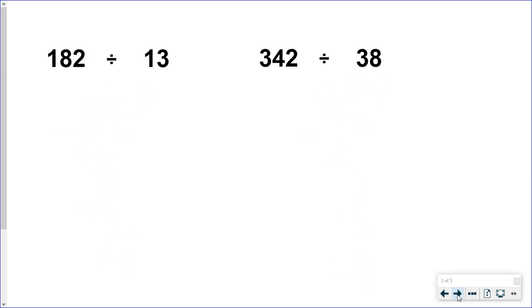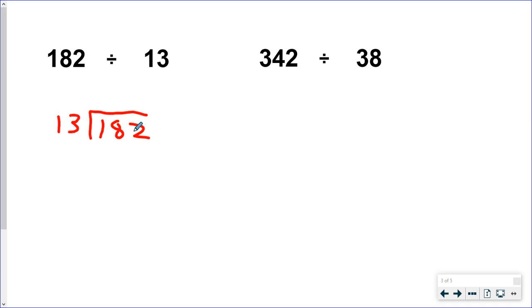Okay. Let's do some more examples here. Let's say I have 182. I want to divide that by 13. So again, I want to draw my division box. Okay. Which number goes inside the box? Now that first number does, right? That dividend, this 182. So I'm going to go ahead and put 182 inside the box. Okay. 13 is going to go outside the box.